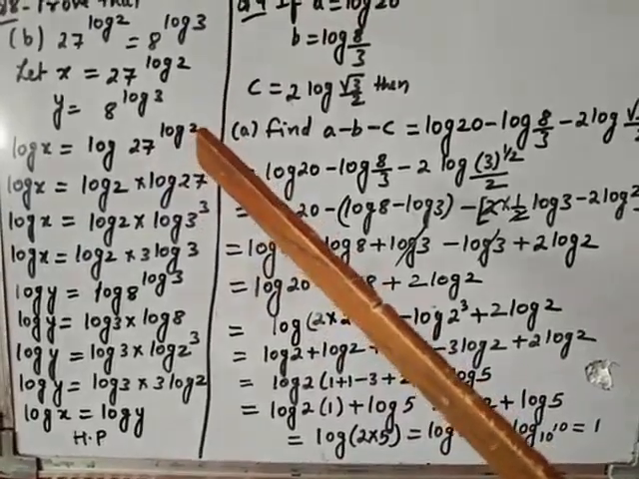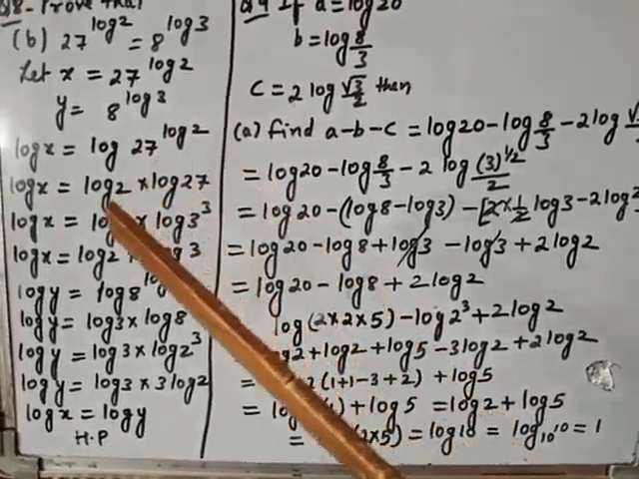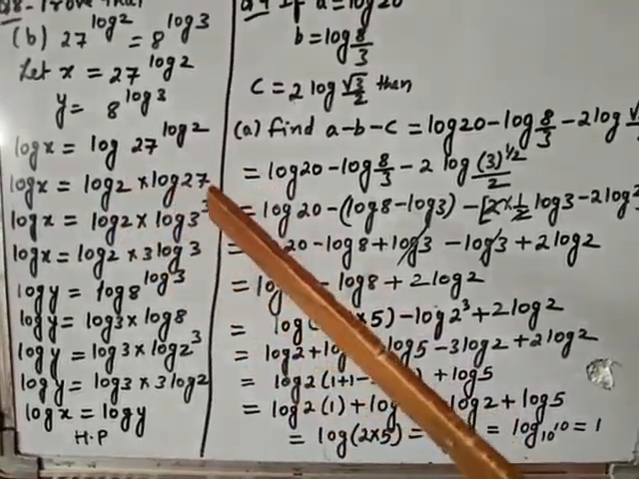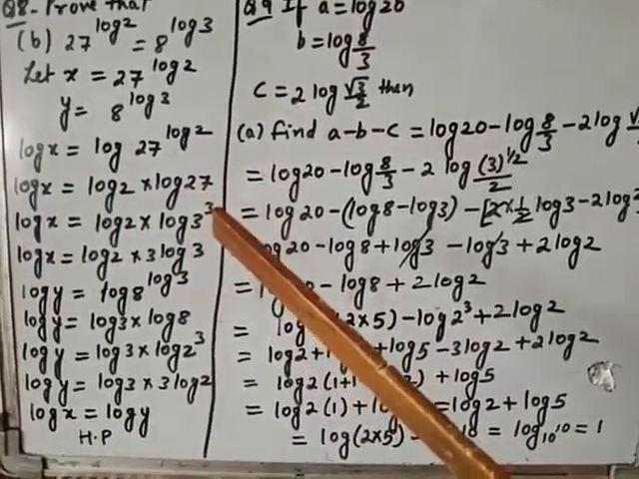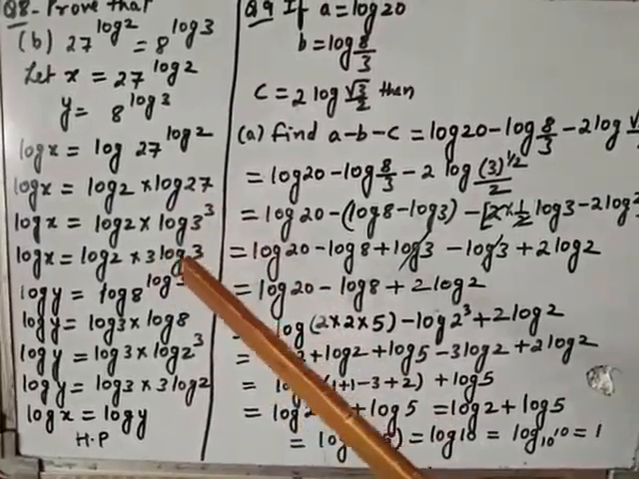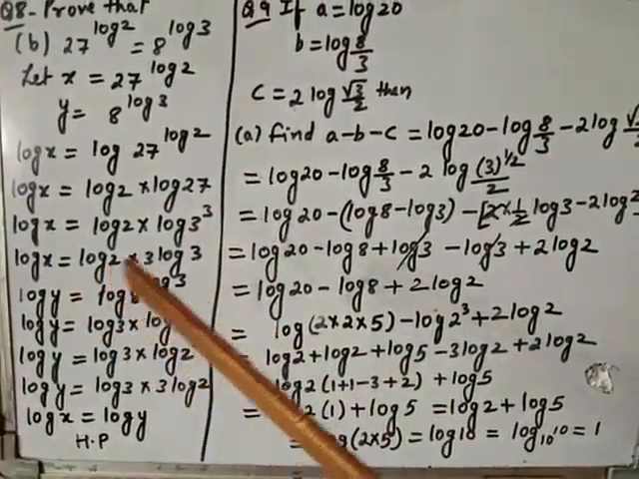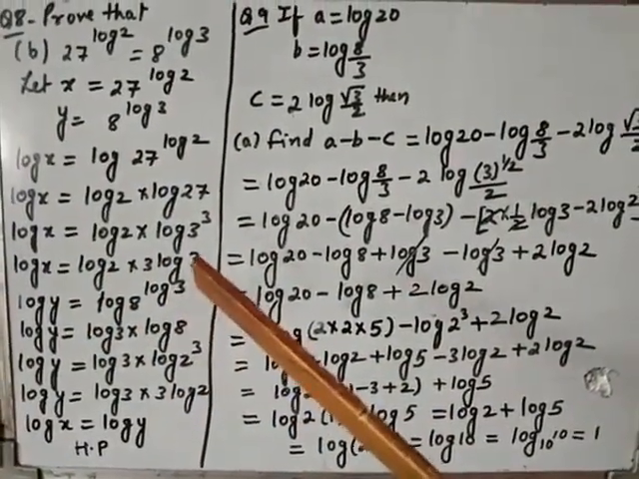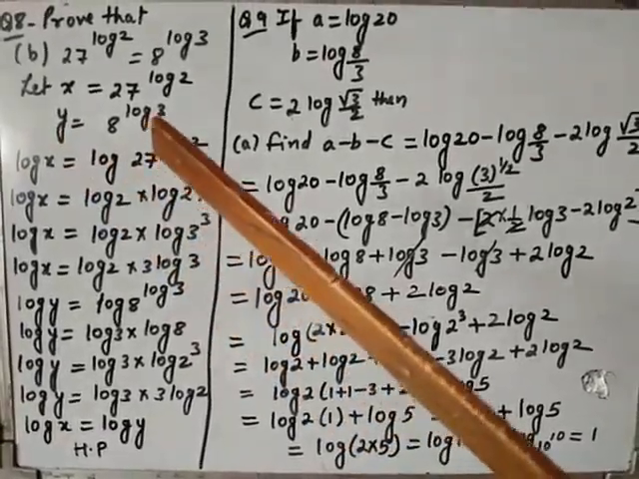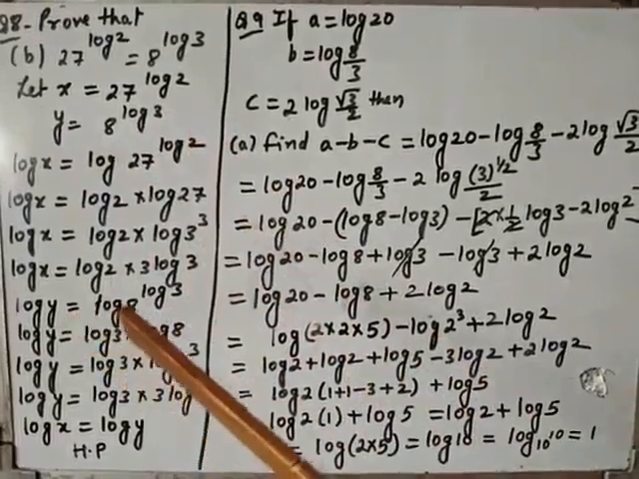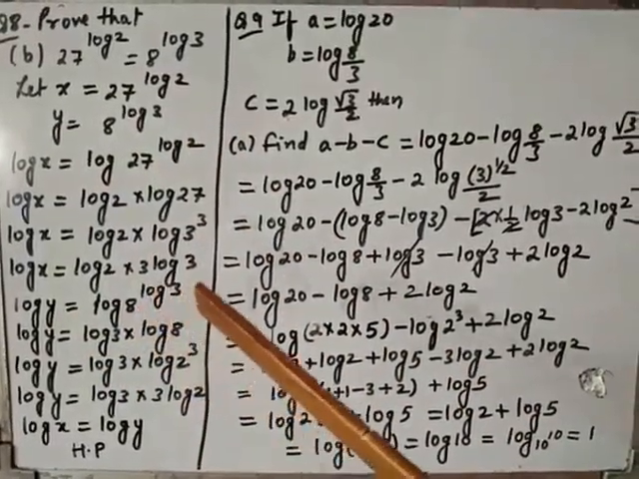Now this is in the power, so by the third law of logarithm this log 2 will come in front into log 27. 27 is written as 3 cube. Again this power comes in front, becoming 3 log 3. So log x equals log 2 into 3 log 3. Same way we solve the equation for y. y equals 8 raised to power log 3. So log y equals log 8 raised to power log 3.